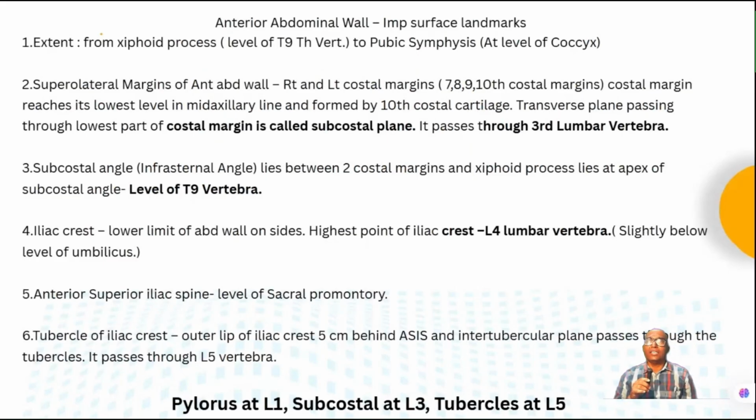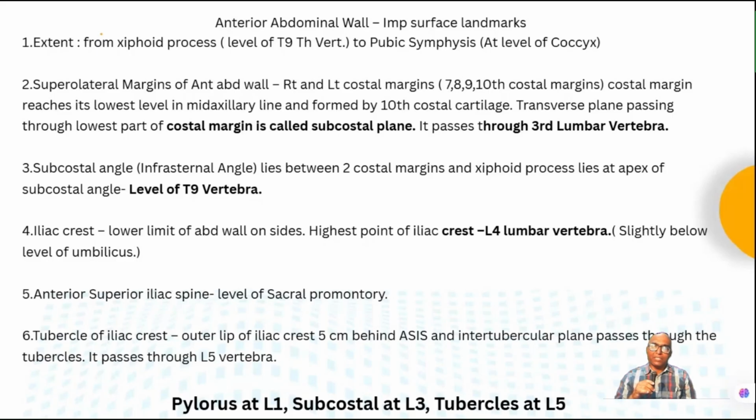Now coming to the anterior abdominal wall, important surface landmarks. What is the extent of the anterior abdominal wall? It extends from the xiphoid process at the level of the T9 thoracic vertebra to the pubic symphysis, which lies posteriorly at the level of the coccyx. Then the superolateral margins of the anterior abdominal wall are the right and left costal margins, which are formed from the 7th, 8th, 9th, and 10th costal cartilages, reaching the lowest level in the mid-axillary line, formed by the 10th costal cartilage. So the lowest one is the 10th costal cartilage.